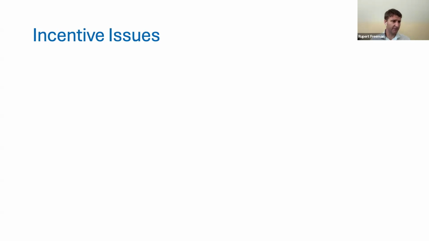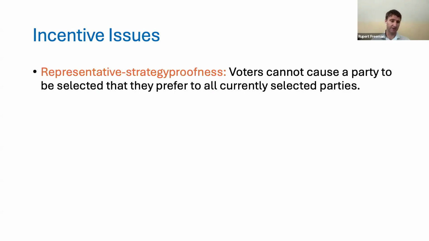Okay, the last set of axiomatic properties I want to discuss are some to do with incentives, and then I'll get on to the experiment. So we consider a couple of different incentive or strategy proofness properties in this work. The first we call representative strategy proofness, which says that voters should not be able to cause a party to be selected that they prefer to all the currently selected parties. Right? So you shouldn't be able to cause a new party to enter parliament that you prefer to all existing parties.